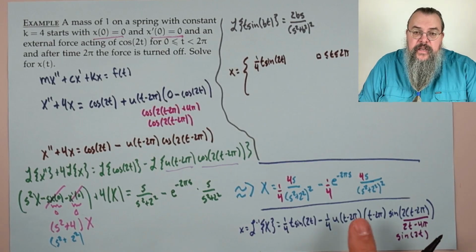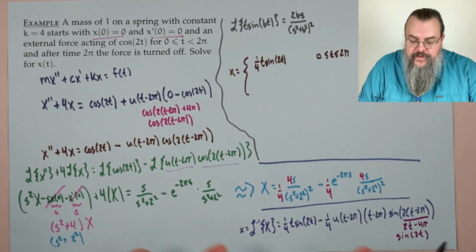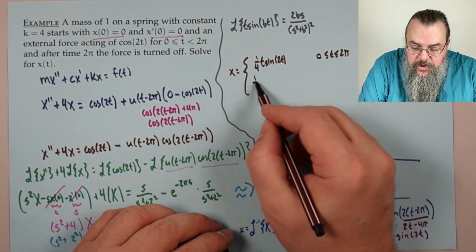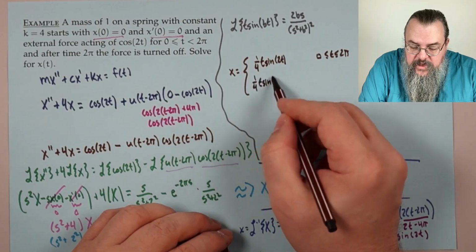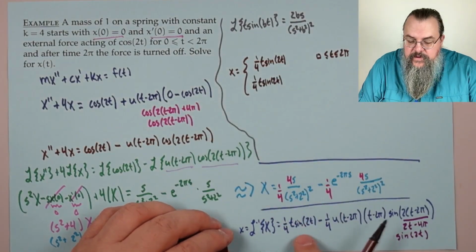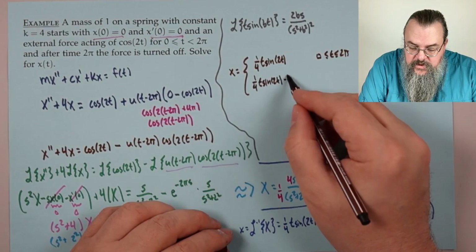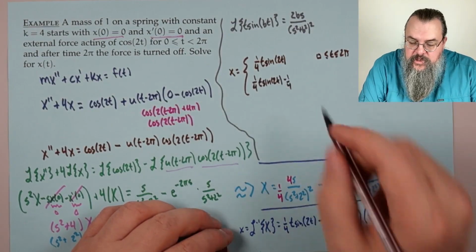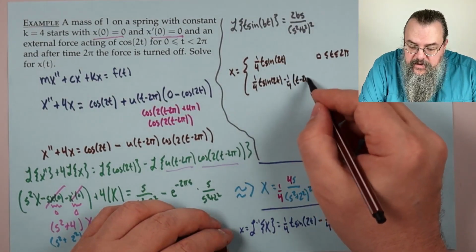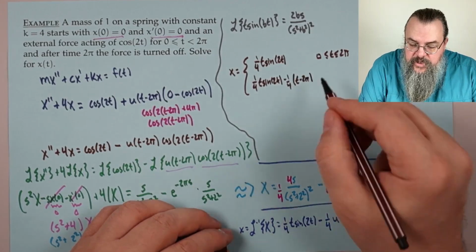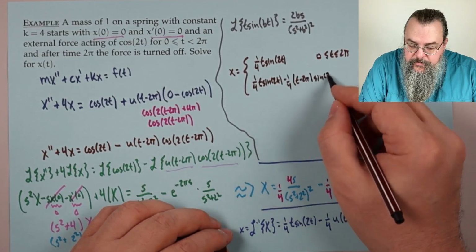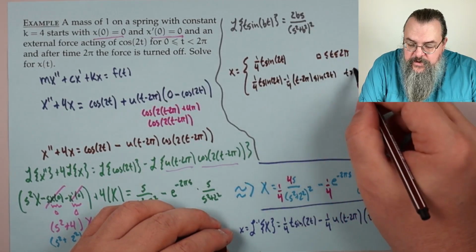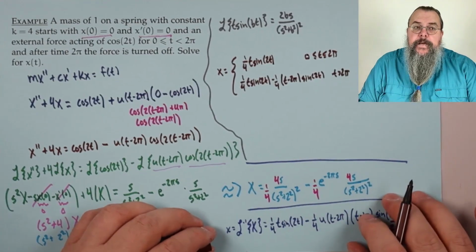After 2 pi, this switch is turned on. So then it becomes 1/4 t sine 2t, and you still have this subtract 1/4 times t minus 2 pi, and then sine 2t. And that's for t greater than 2 pi. All right?